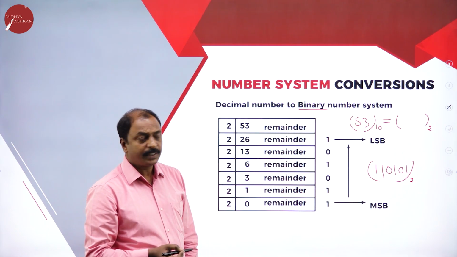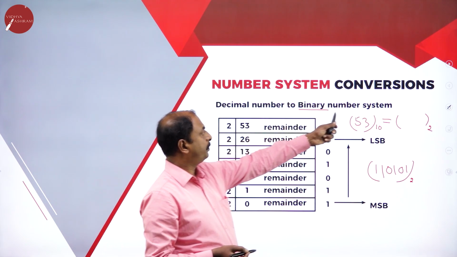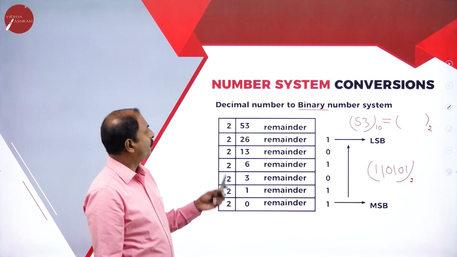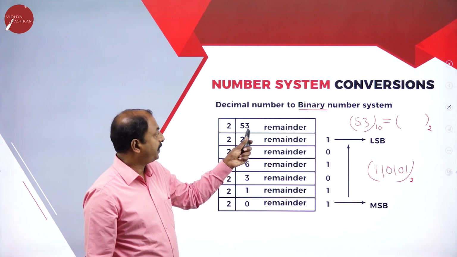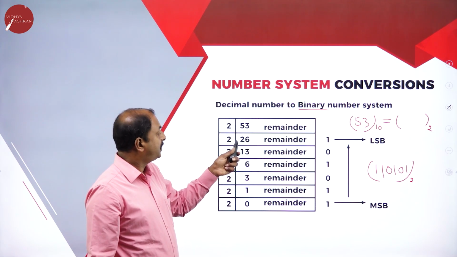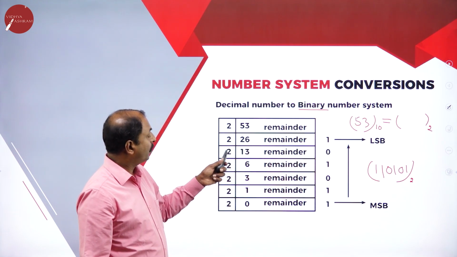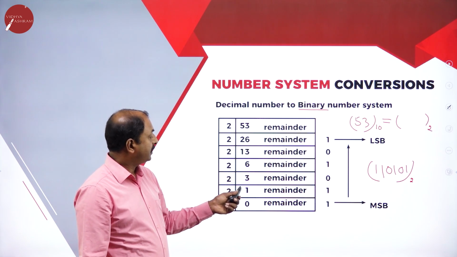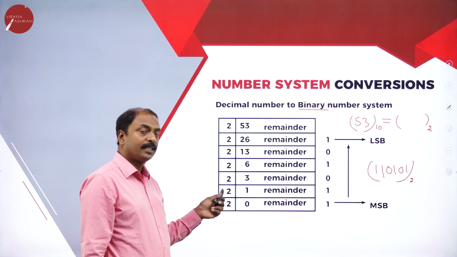This is the procedure to convert from decimal number to binary number system. I repeat, students, the first method: the given decimal number is 53, keep dividing these numbers by 2, and at each step we have to store the remainder. And we have to keep dividing these numbers as long as the quotient is not less than 2.